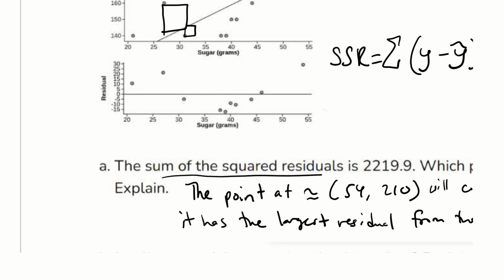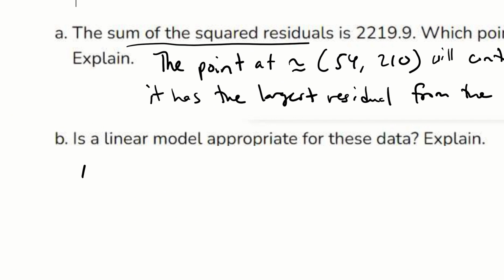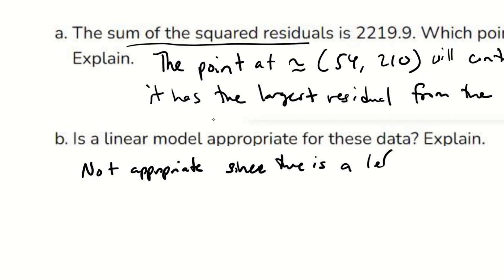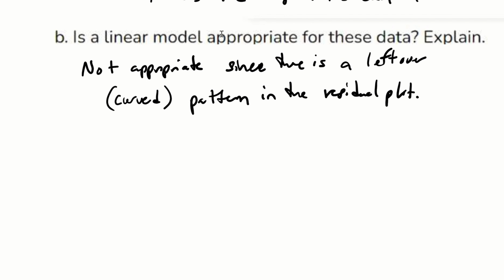If there's a clear curved pattern left over in the residual plot, then that indicates that it's not appropriate to use that model, right? So not appropriate since there is a leftover (curved, I'll put that in parentheses) pattern in the residual plot. All right, so that's what we're looking for. Randomness in a residual plot enables us to say that it's appropriate. Otherwise, it's not appropriate to use that model.